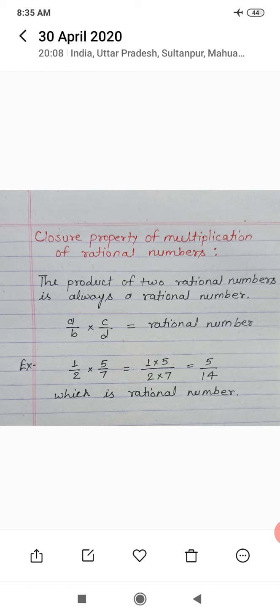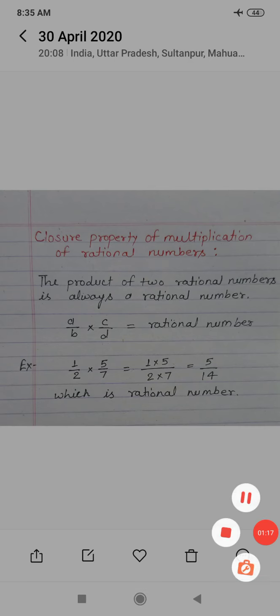For example, let us consider the rational numbers 1/2 and 5/7. Then 1/2 × 5/7 = (1×5)/(2×7) = 5/14. 5/14 is a rational number. Hence, closure property holds for multiplication of rational numbers.